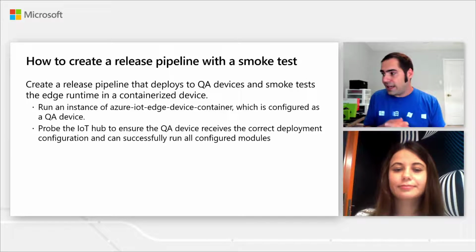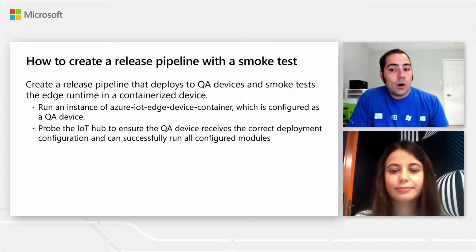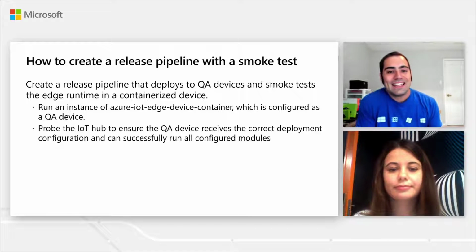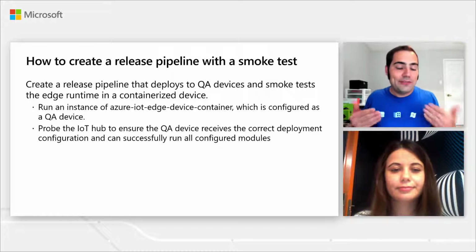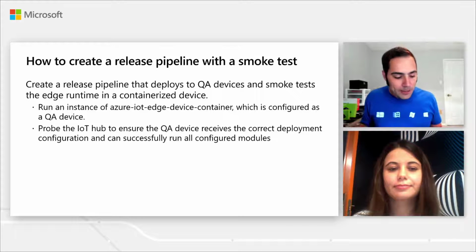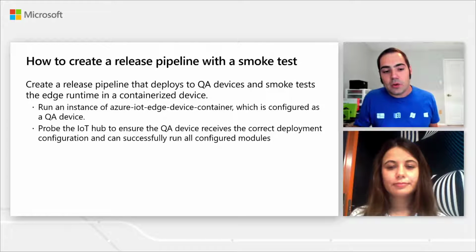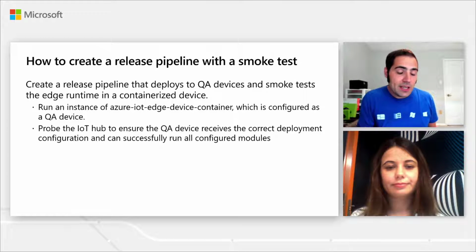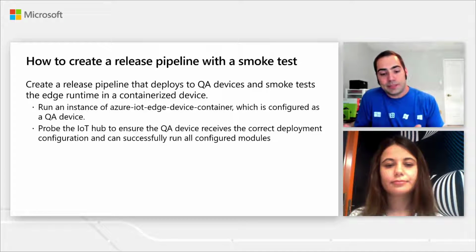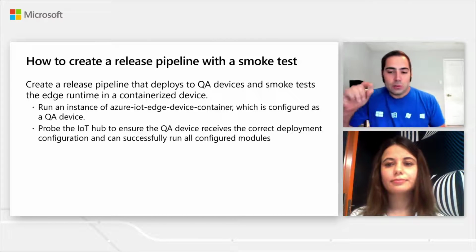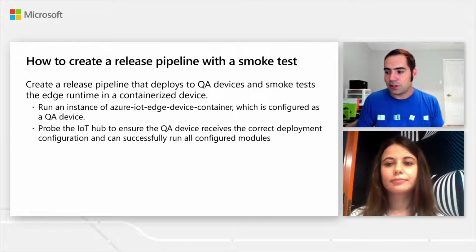So next we're going to look at how we can create a release pipeline with a smoke test. And now what we're going to do is utilize a containerized instance of an Azure IoT Edge device. And we're going to configure this as a QA device. And once we stand up that device and register it with our IoT hub, we're then going to expose it to a script that will probe it to see if it's applied the correct deployment. And once it verifies that, it will go one by one down each of the modules specified in that deployment to ensure they're all there.